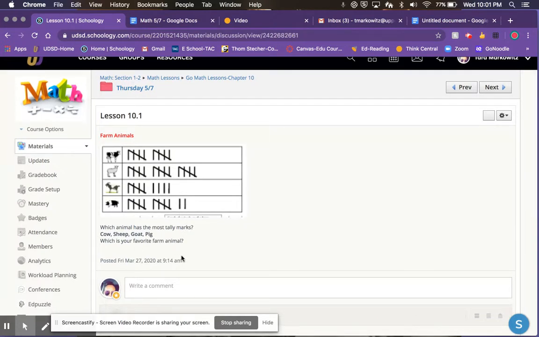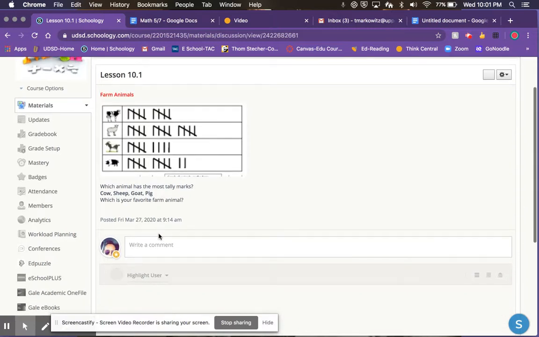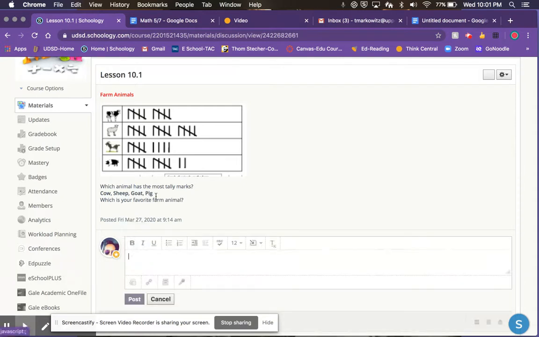Now, it's not the first question you need to answer which one has the most. Then, which is your favorite farm animal? So you would type, the animal with the most tally marks is blank. My favorite farm animal is the blank. Okay? And if it's not one on here, you can pick a different type of farm animal.